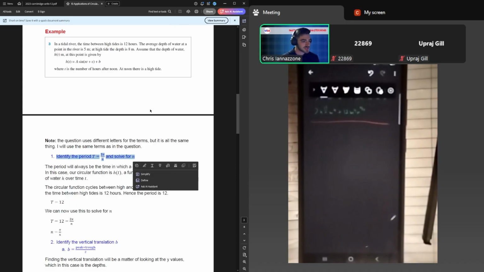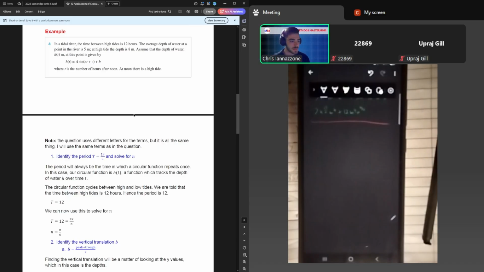First thing that's usually easiest to find is the period of the circular function, and that's going to help us get the n term for our circular function, because any circular function can have its period calculated by 2 pi divided by n. Well, I should say more specifically sine or cos. Tan, if you somehow get a tan one, will be pi over n instead.